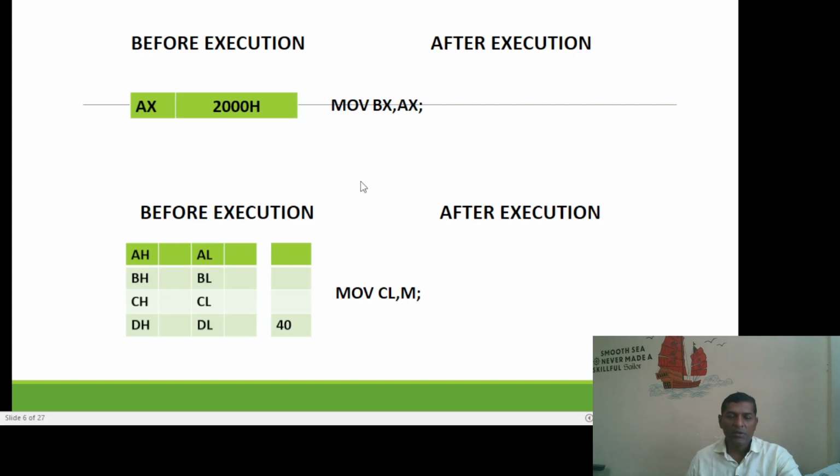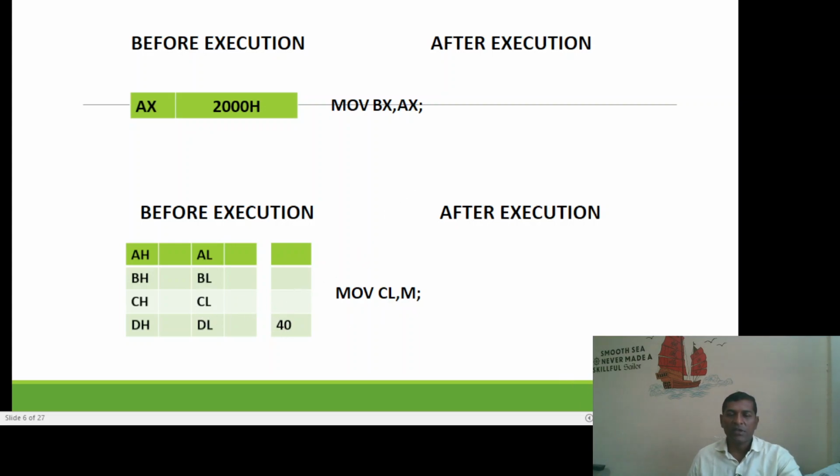So we also have another instruction known as MOV CL, M. M is a memory location. This M memory location will hold 40 as data. So this 40 as data from memory has to be copied into the CL register. CL is an 8-bit register.